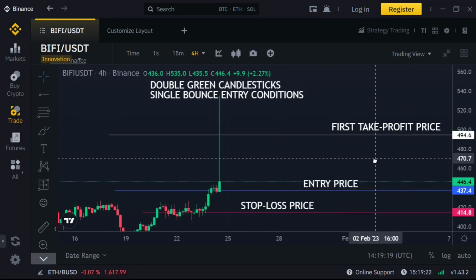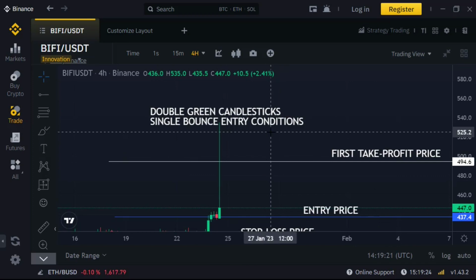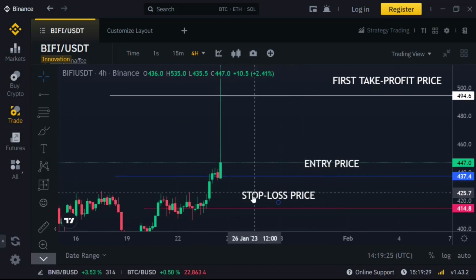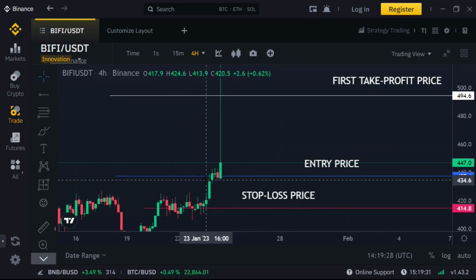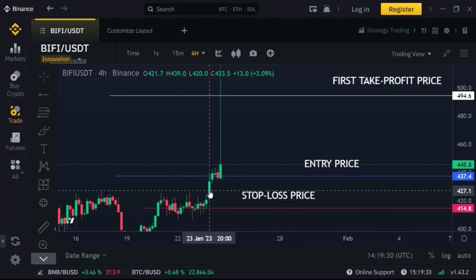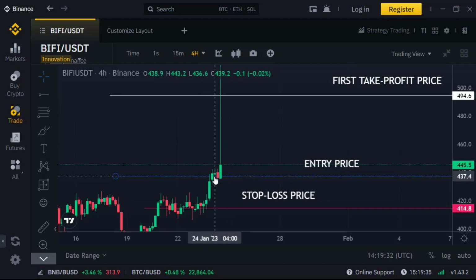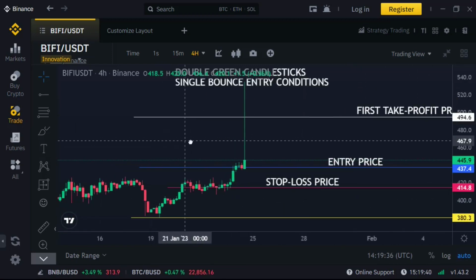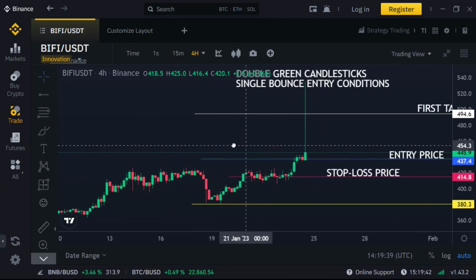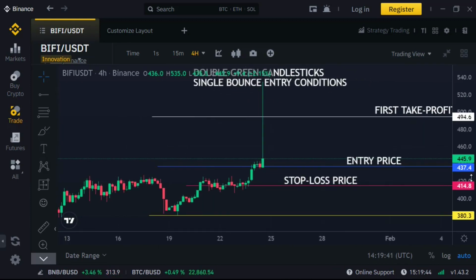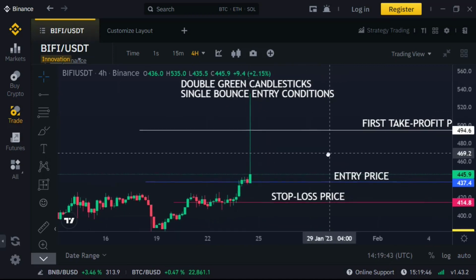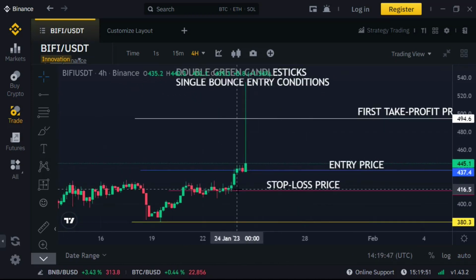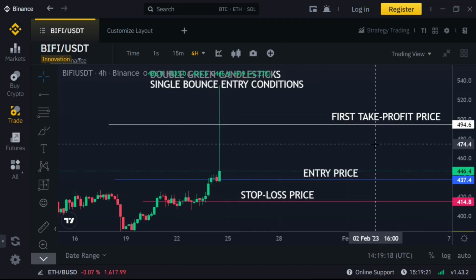While the double green candlesticks means that the price action of the cryptocurrency pair bounced up from the stop loss price to the entry price in 2 green candlesticks. For example, if a single green candlestick moves from the stop loss price to the 15% entry price, there is a high chance that the price action of the cryptocurrency pair is being manipulated and will most likely dip back down to the stop loss price, and that could be the quickest path to taking a loss on any crypto trade.